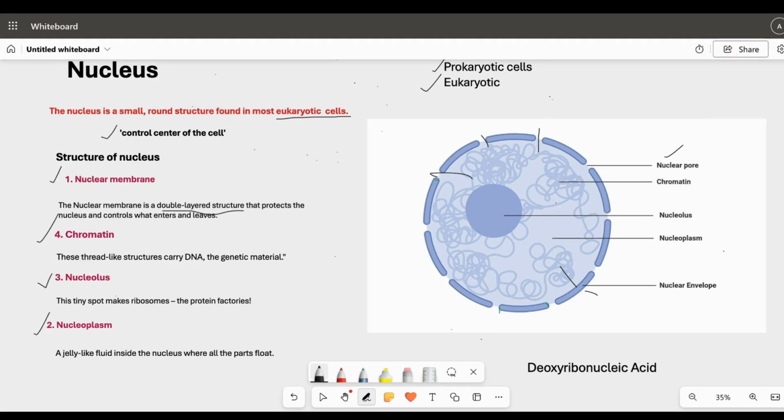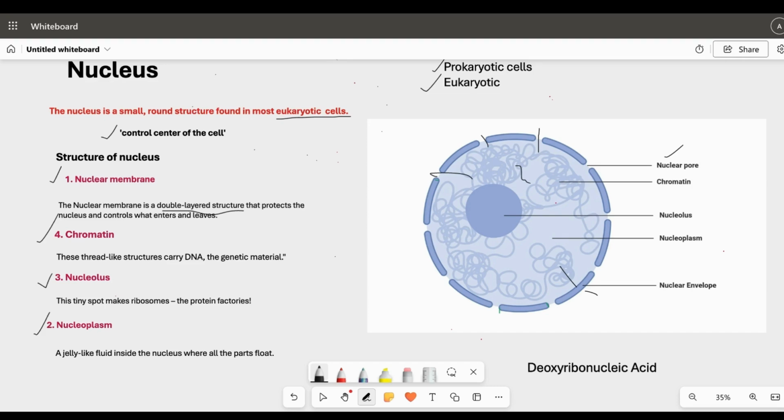Now look carefully. Inside the nucleus there is a thread-like structure. Can you see it? This entire thread-like structure is called DNA or chromatin. Now do you know about the DNA? So DNA is very important. Why? Let me tell you.